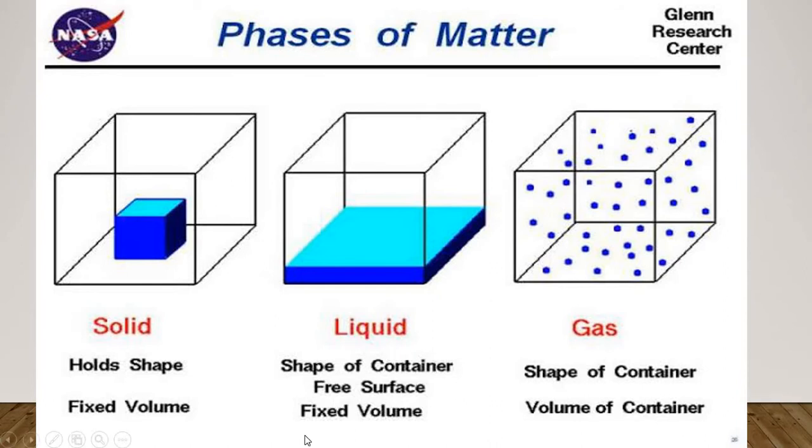Now point number 3 in liquid is fixed volume. Here also the volume will be fixed. It will not flow here and there on the top. If you have poured this much water, the volume will remain fixed. Fixed volume is the third point.